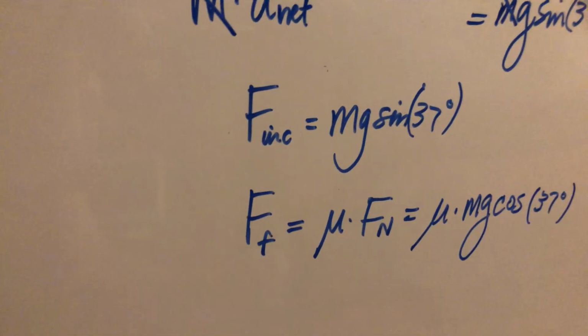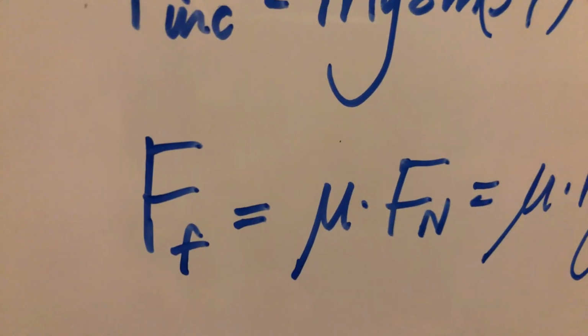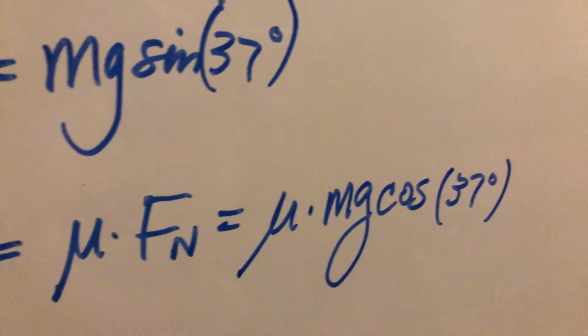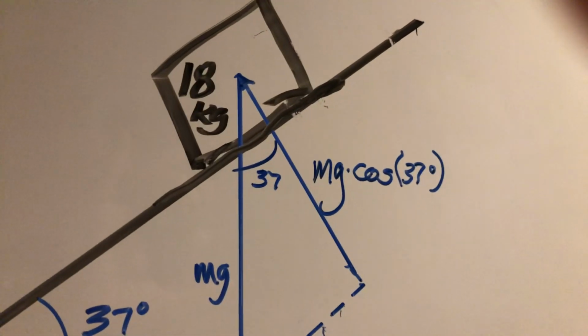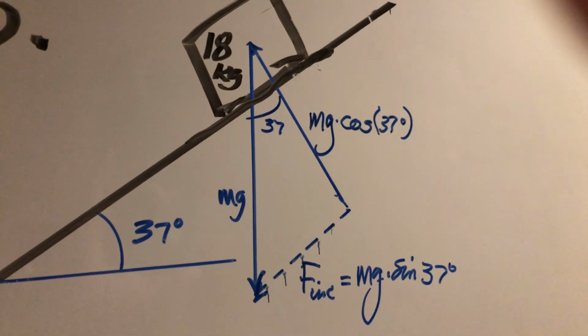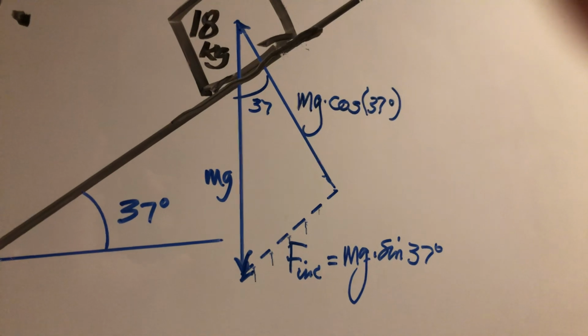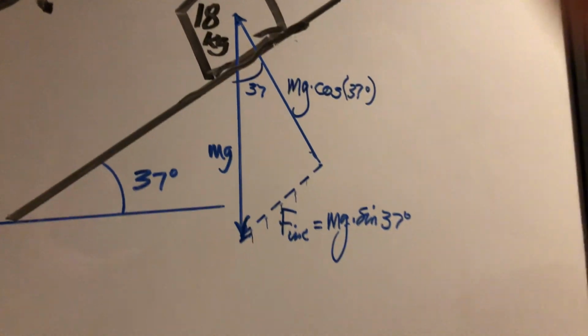Friction then is equal to mu times the normal, which is equal to mu times mg cosine theta, because the normal force is the adjacent side to the hypotenuse, which is mg. So the adjacent side of the normal is mg cosine 37. There you go.